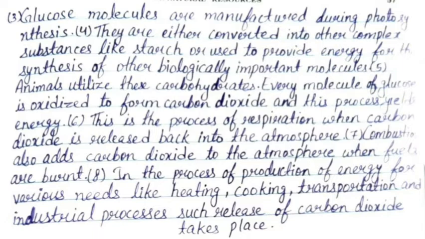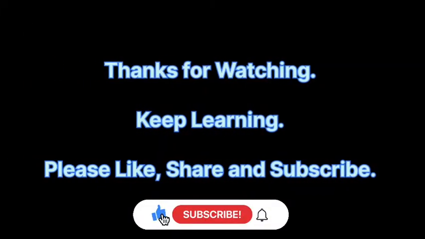Combustion also adds carbon dioxide to the atmosphere when fuels are burnt. In the process of production of energy for various needs like heating, cooking, transportation, and industrial processes, such release of carbon dioxide takes place. And here we come to the end of chapter number 14, that is natural resources.